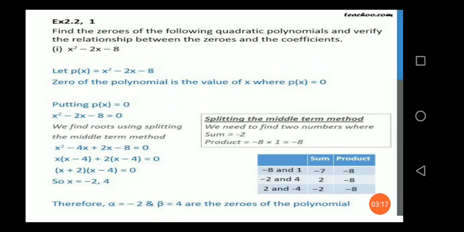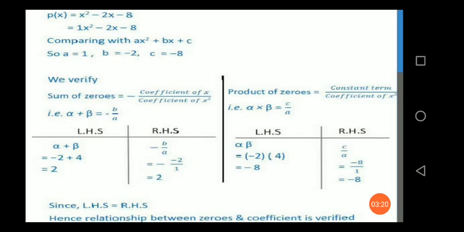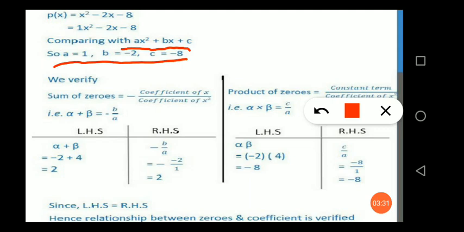Okay, now how to verify? First, we will compare the given equation with ax square plus bx plus c, and we get a is equal to 1, b is equal to minus 2 and c is equal to minus 8. Then we know that sum of zeros is equal to minus b by a. Left side alpha plus beta, right side minus b by a. Alpha is minus 2, already we have taken, beta is 4. On addition we are getting 2. On the right side, we are getting 2.